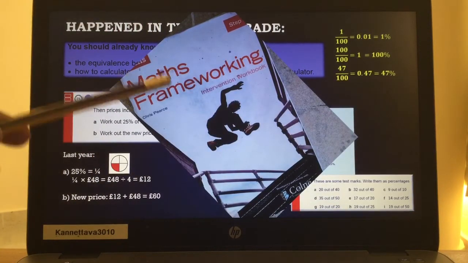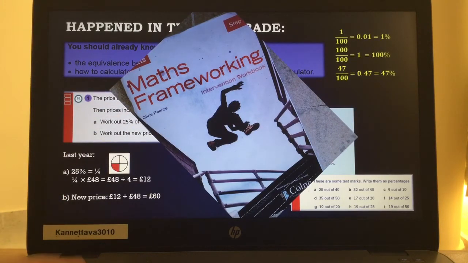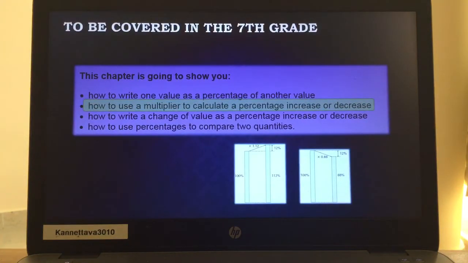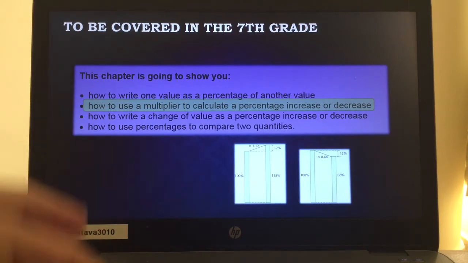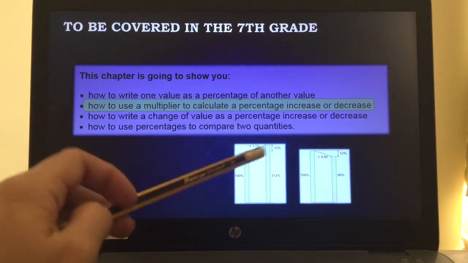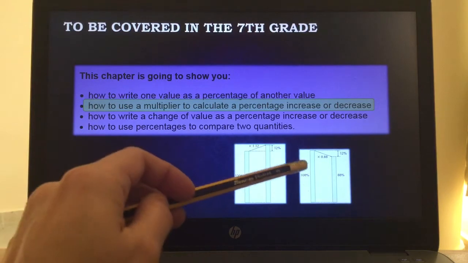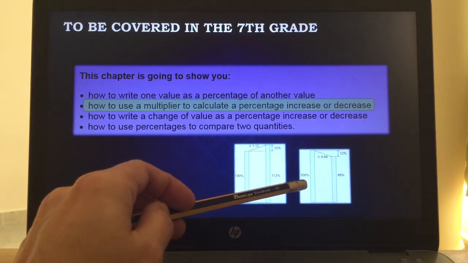Basically, all the material you have in this workbook is from previous years. And in this chapter, in 7th grade, we will practice how to use a multiplier to calculate a percentage increase or decrease. If you like diagrams, in these diagrams you see the increase and the decrease out of 100%.